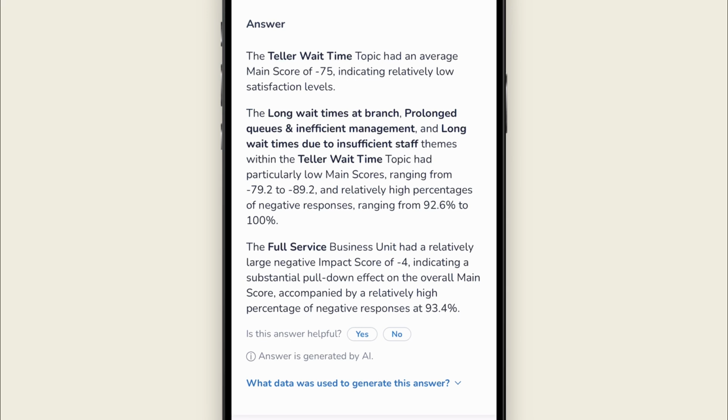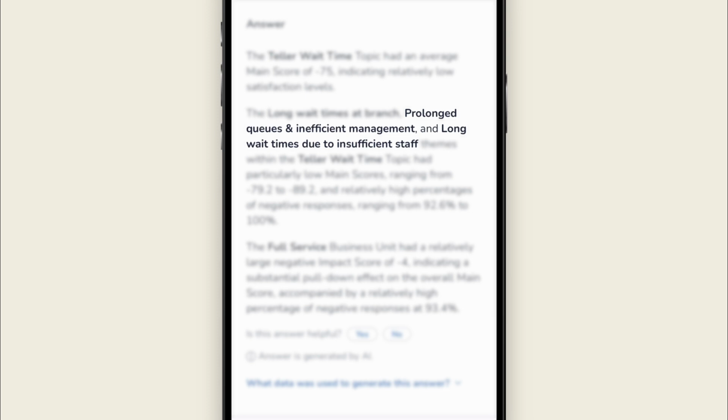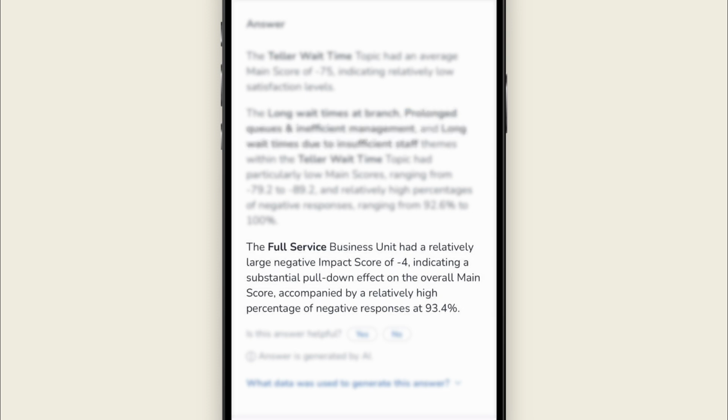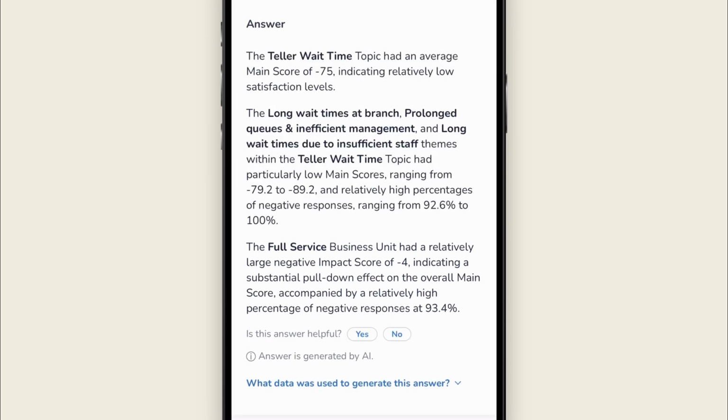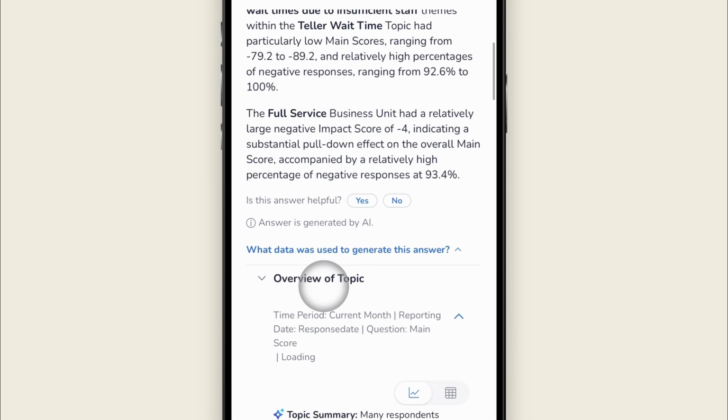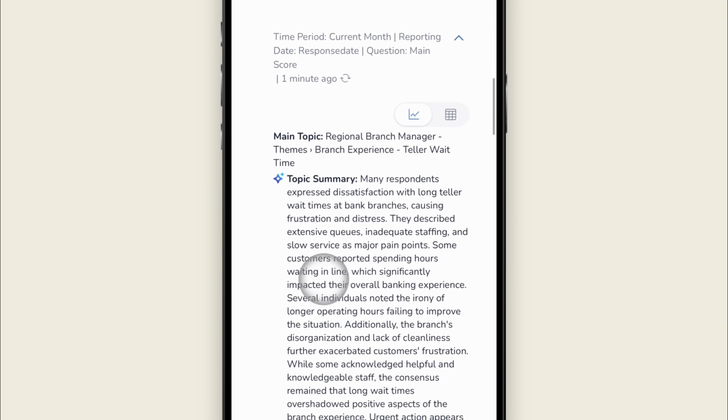Looking through, Taylor spots some themes relating to long wait times, inefficient and insufficient staff, and AI's even pointed out that this topic is impacting full-service branches the most. For most people, this would be more than enough to work off of. But like I said before, Taylor's a go-getter. So she pulls back the curtain to see the data generating this answer.